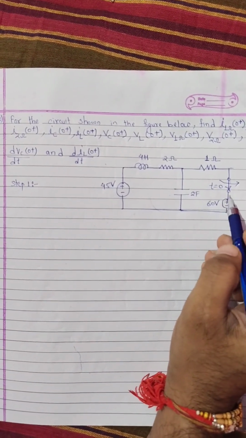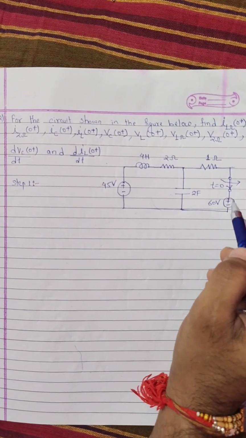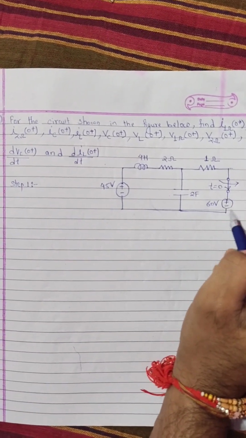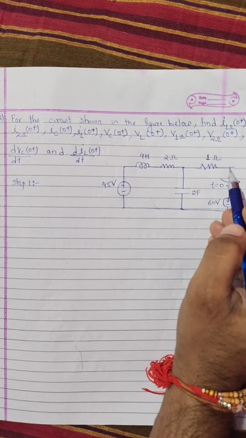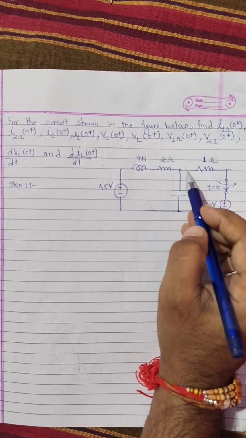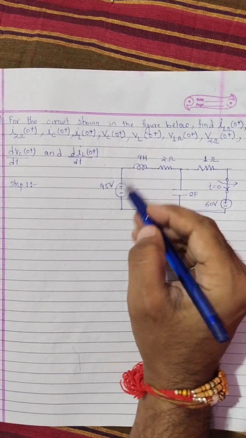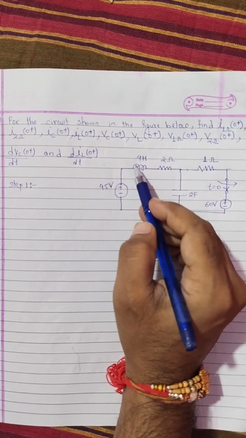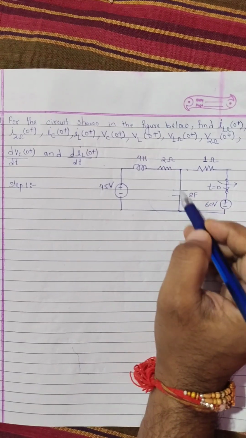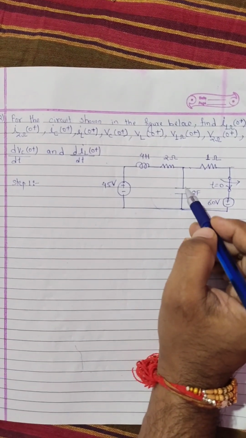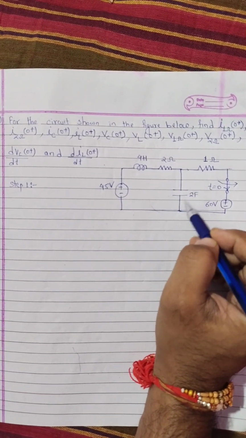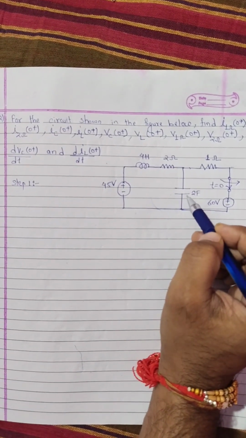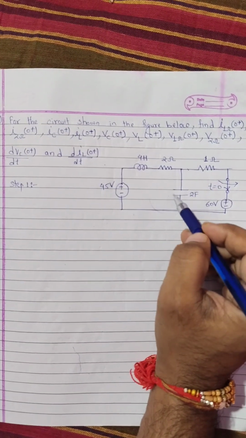And we can see the current will flow from higher potential to lower potential. So current will flow from this 60 volt voltage source. Current will go through 1 ohm, and from here current will divide in 2 branches. Current will flow in this 4 Henry inductor, and current will also flow in this capacitor. So if there is a flow of current in the capacitor, then the capacitor will charge, and there will be voltage across the capacitor.